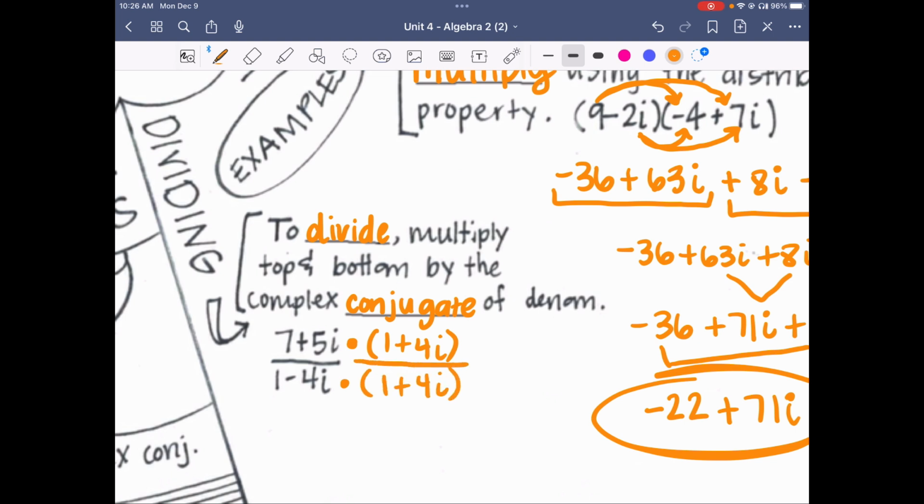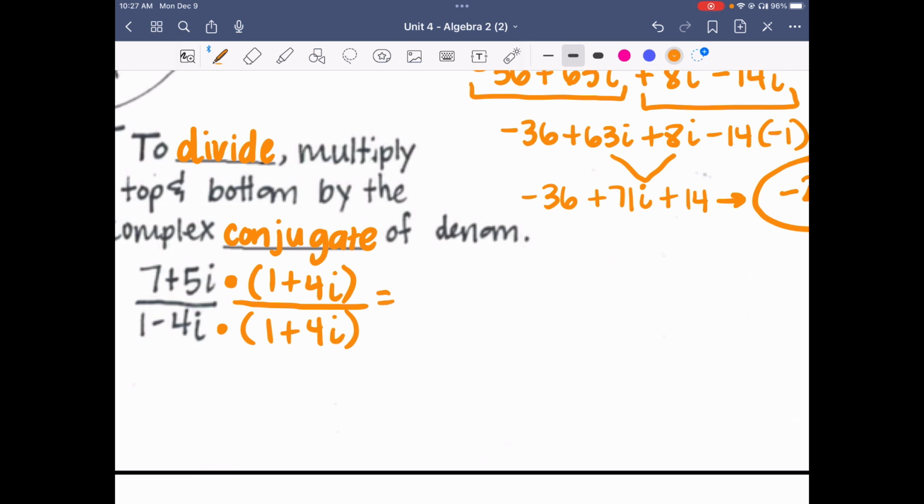We do that to top and bottom. In the top, remember, I have to distribute the 7 to both of these numbers. And so when I do that, I get 7 times 1 is 7. 7 times 4i is 28i.